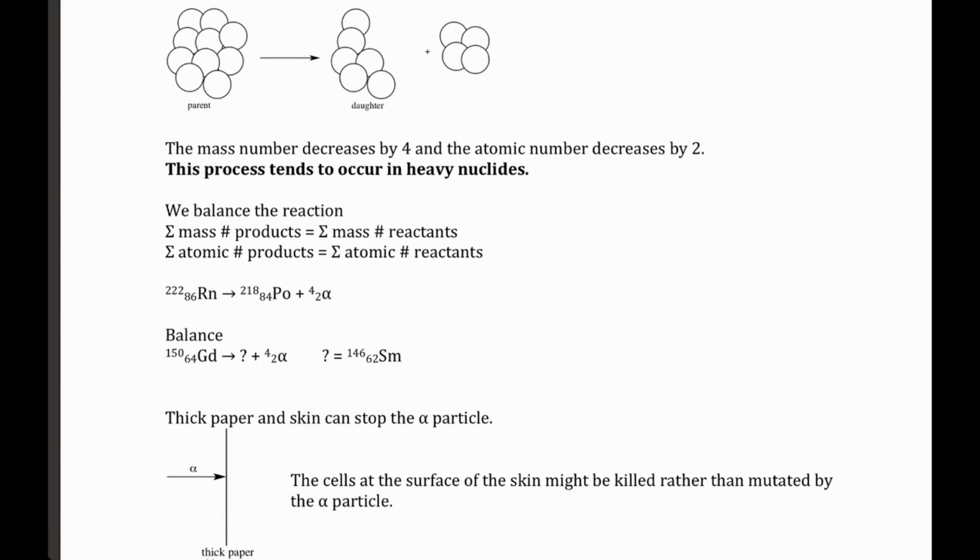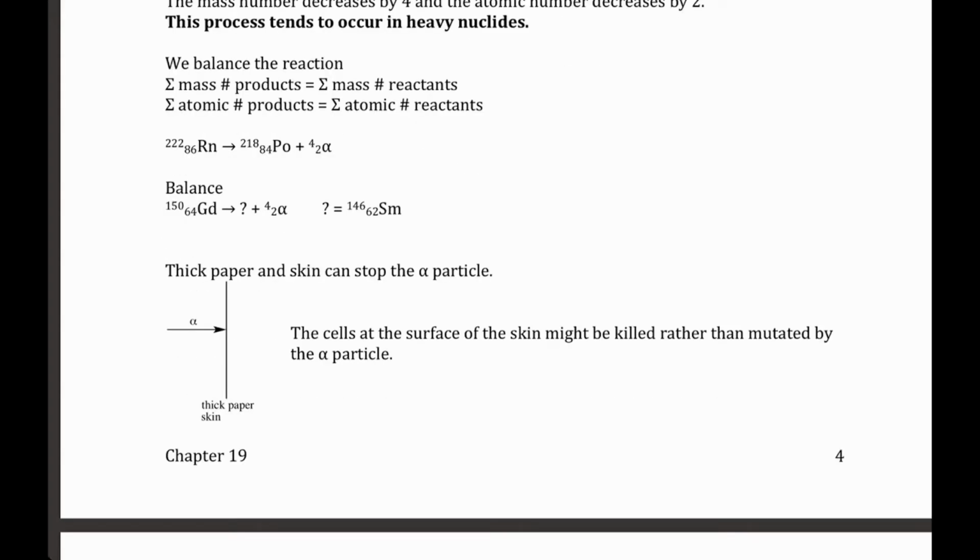Alrighty, so there's one for you to practice with. We have that Gd-150 isotope. We know it goes by alpha decay. So what daughter nucleus must it make? And it turns out to be the one shown there. So at some point, just go back and make sure that you can do that. Thick paper and skin can stop the alpha particle, as I try to show in that picture there. The cells at the surface, if bombarded with alpha particles, tend to be killed rather than mutated by the alpha particle.